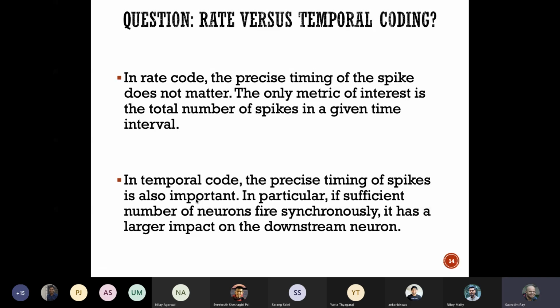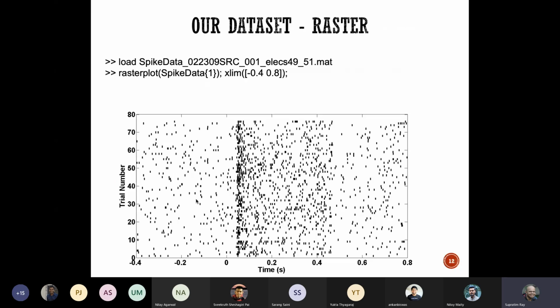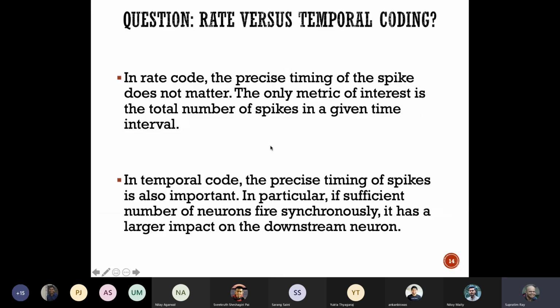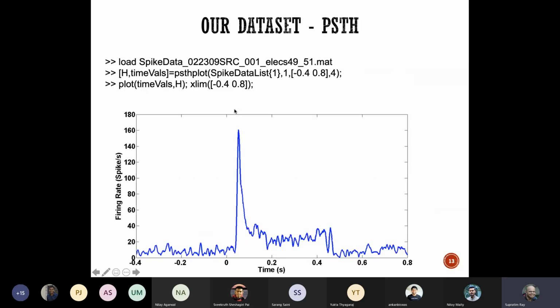So now I ask the question: given this data set, tell me whether this neuron is firing randomly or not within, let's say, 200 to 400 milliseconds. Or in other words, is it following a rate code or not? If it's a rate code, then it will fire 20 spikes or 25 spikes, but it's going to be random. There's no logic to when the spikes will occur.